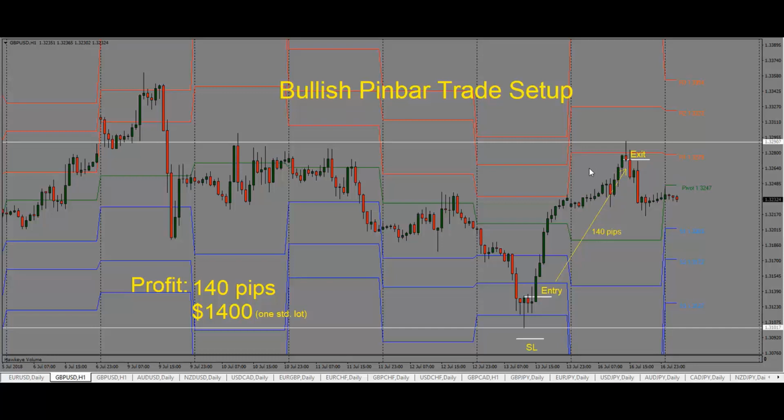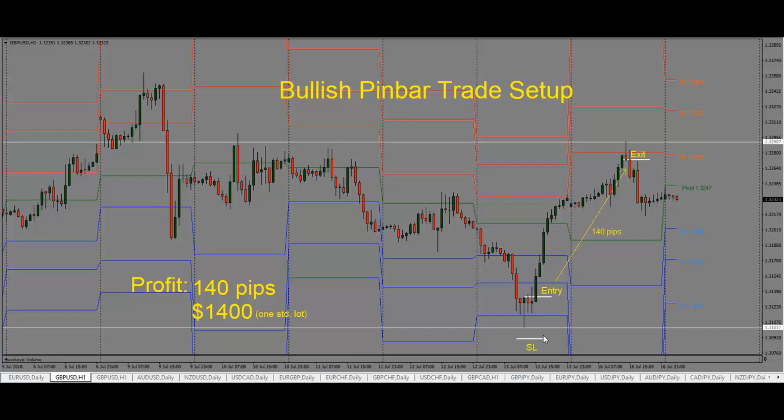We stay with the trade, and then we see that price comes into this resistance level here and we get a bearish pin bar. So this is a reversal signal in the opposite direction. So this is a good place for us to exit the trade. From entry to exit here, we get 140 pips in our trade.